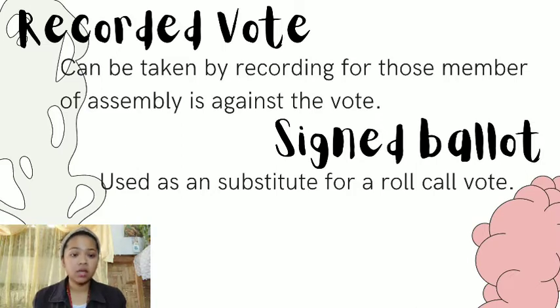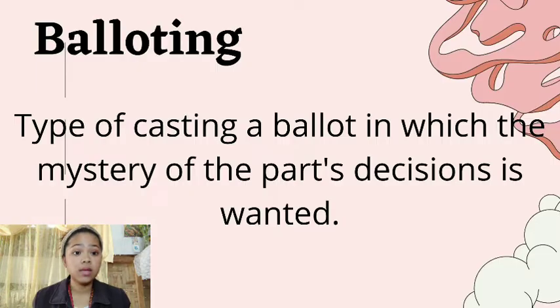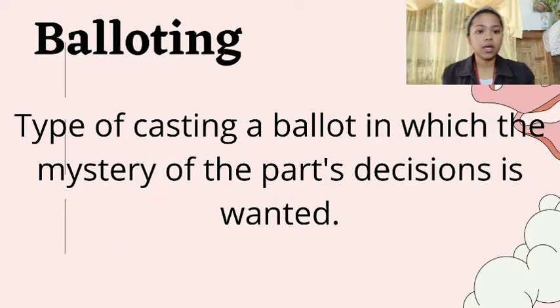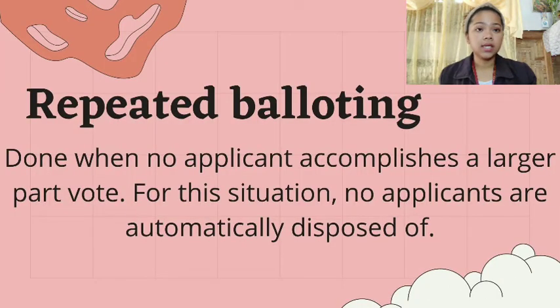The last part of the methods of voting is balloting. Balloting is a type of voting in which the secrecy of the member's decision is wanted. The first balloting is the repeated balloting.